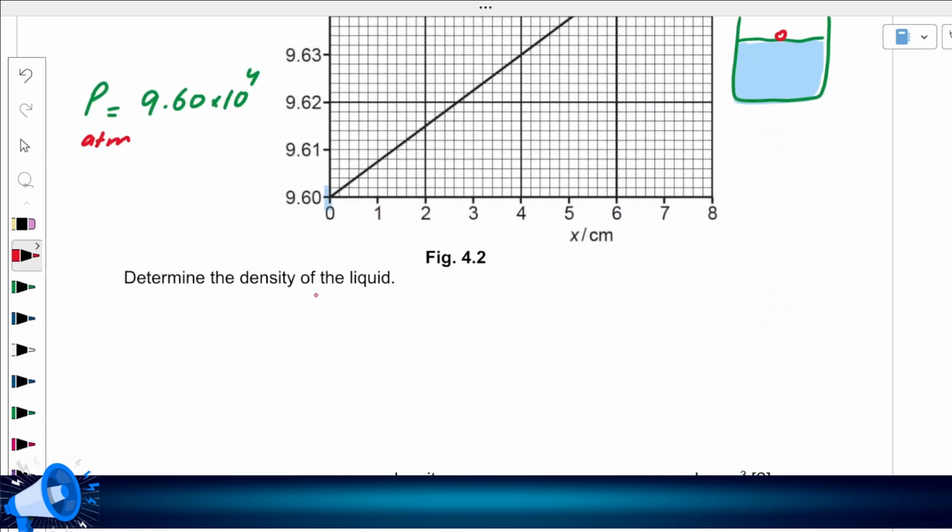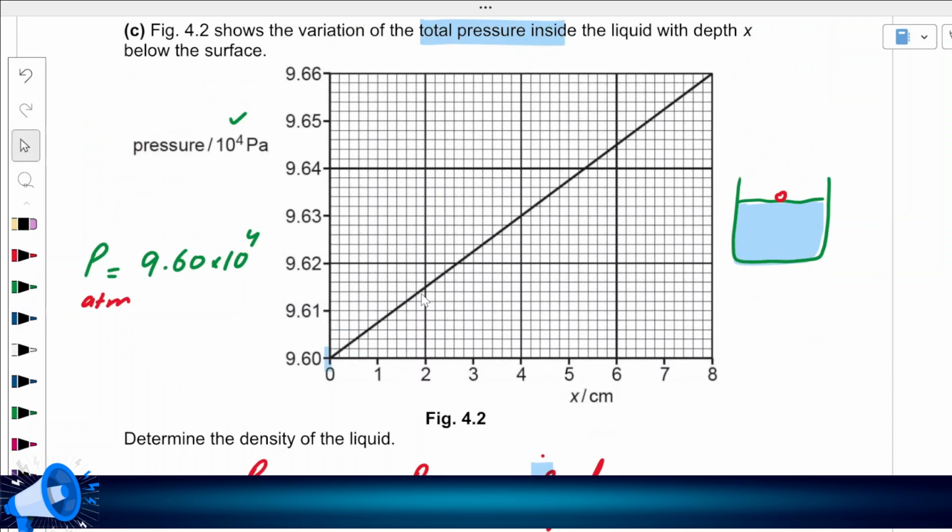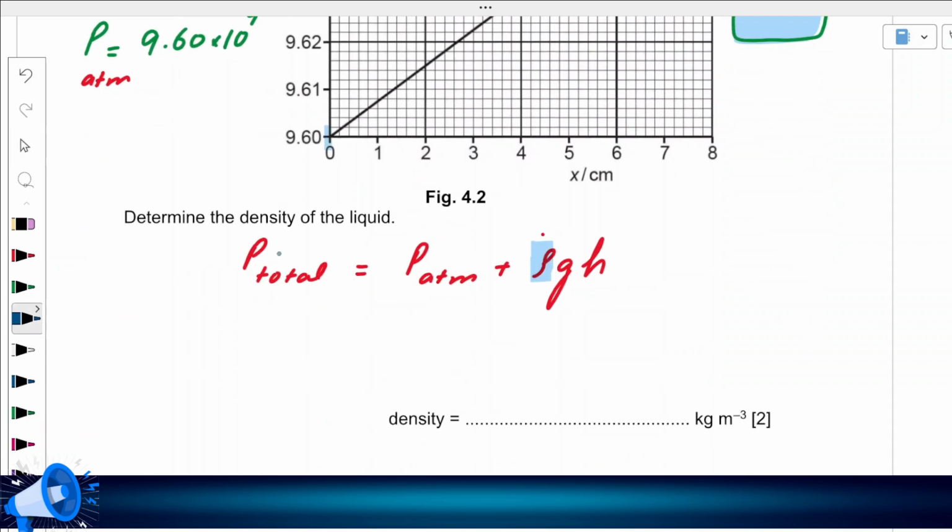Now let us use the expression. Total pressure equals atmospheric pressure plus the pressure of the liquid, which means rho g h. So rho, the density, needs to be found out. Now what is the total pressure? You can take any point. I'll take the last one. This is the easiest one. 9.66 times 10 raised to power 4 is the total pressure.